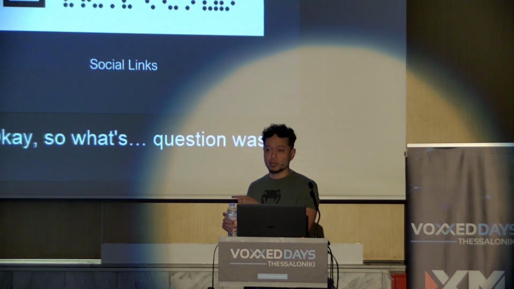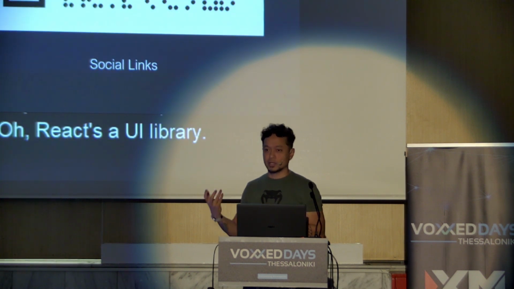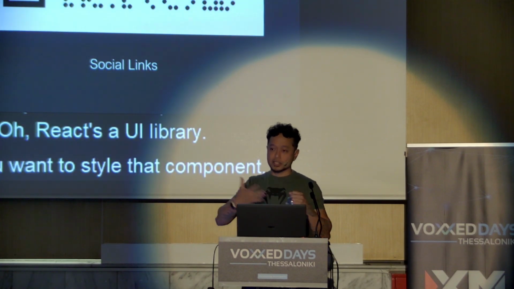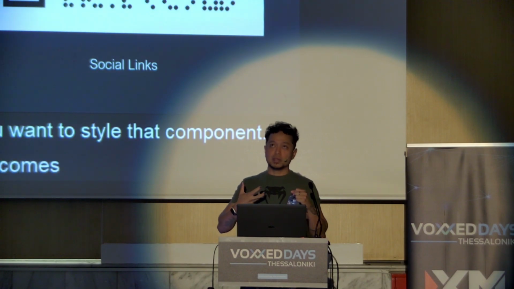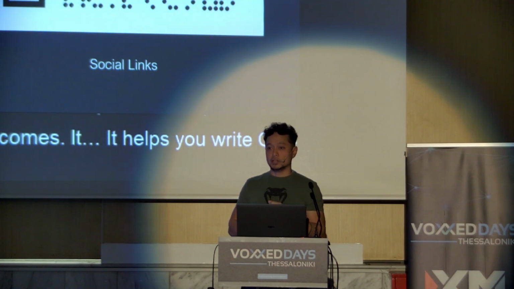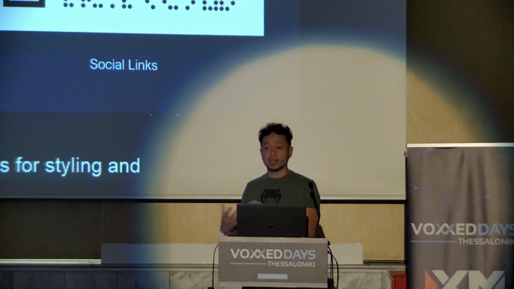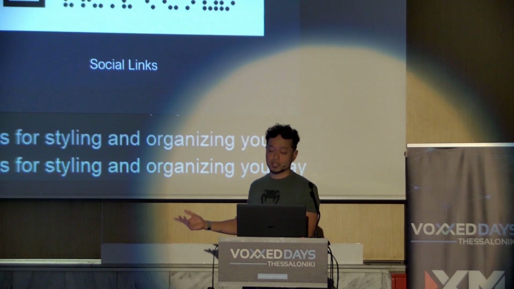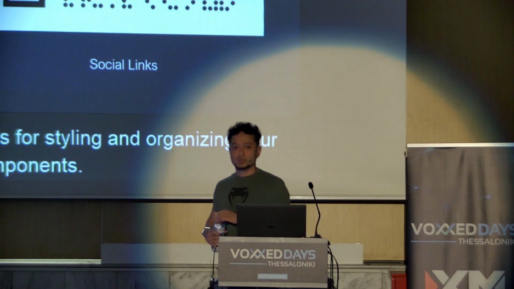Oh, React is a UI library. You use it to build components, right? And if you want to style that component, you would need CSS. And this is where Tailwind comes in. It helps you write CSS easier. And yeah, you can use both of them. So Tailwind is for styling and organizing your layouts, while React is a UI library for building components.